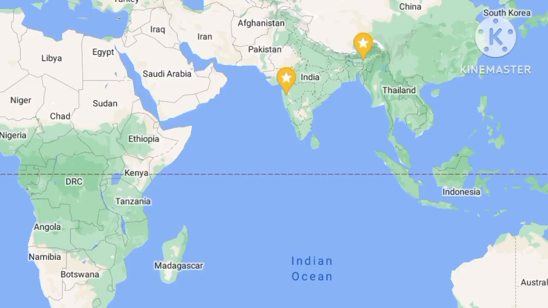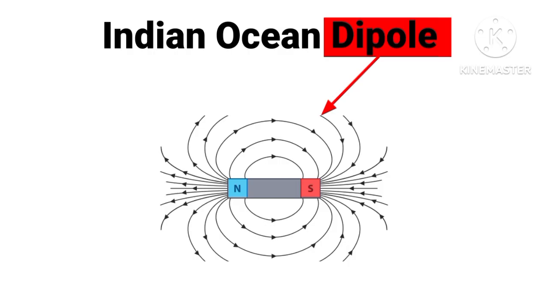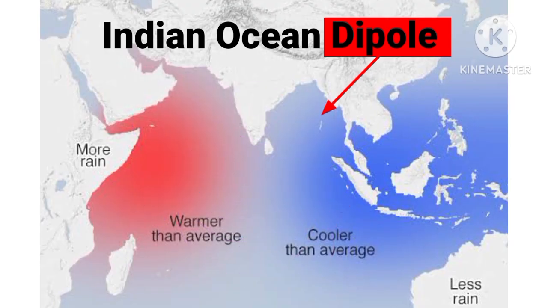In this video, we will discuss the Indian Ocean Dipole. From the name, we can easily figure out that this phenomenon occurs in the Indian Ocean, and dipole means two opposite sides. For example, a magnet has two opposite sides, the North Pole and the South Pole. So these two sides are called a dipole.